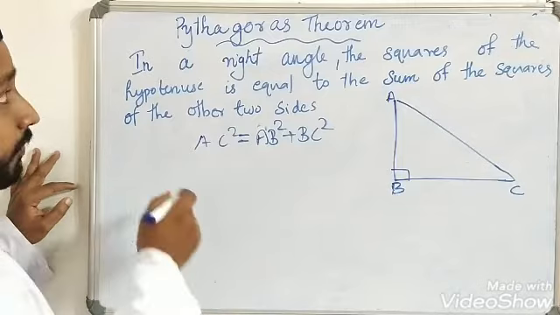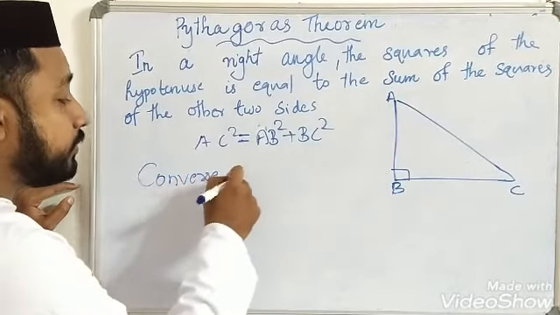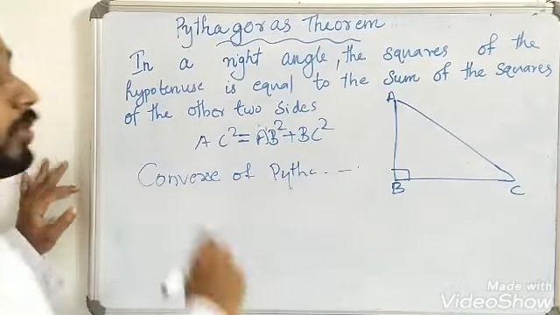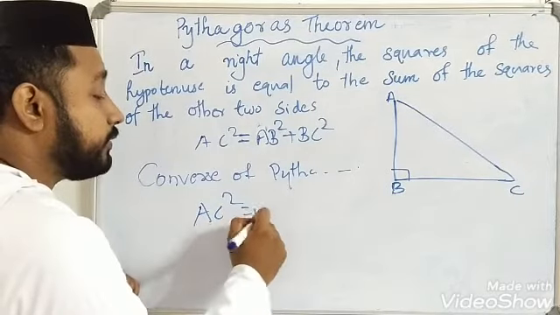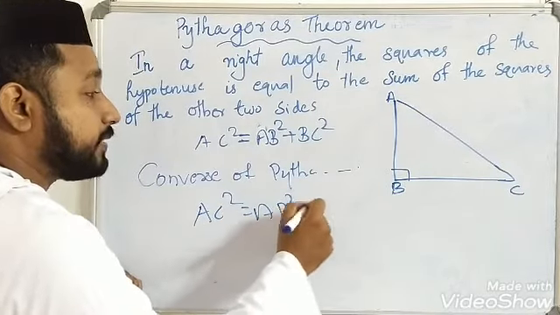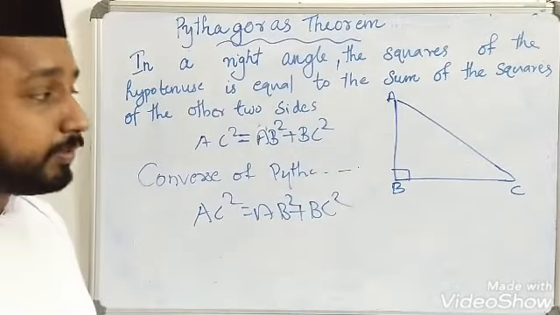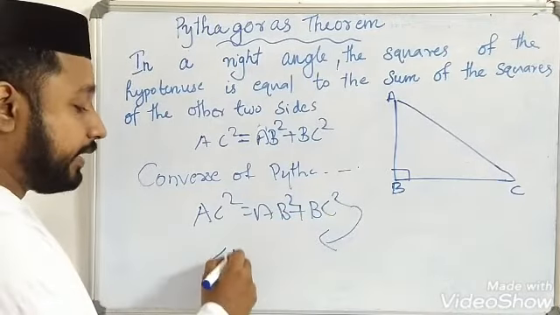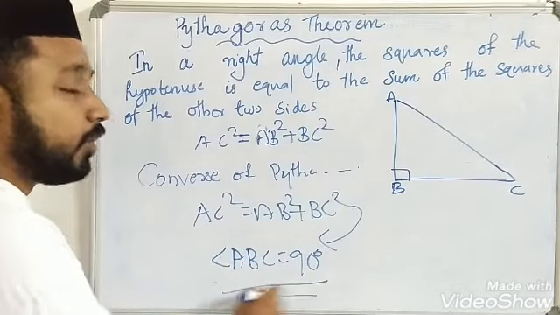We also have to study the converse of the Pythagoras theorem. Converse of the Pythagoras theorem: if AC square is equal to AB square plus BC square, then we have to prove that angle ABC is equal to 90 degrees. This is the converse.